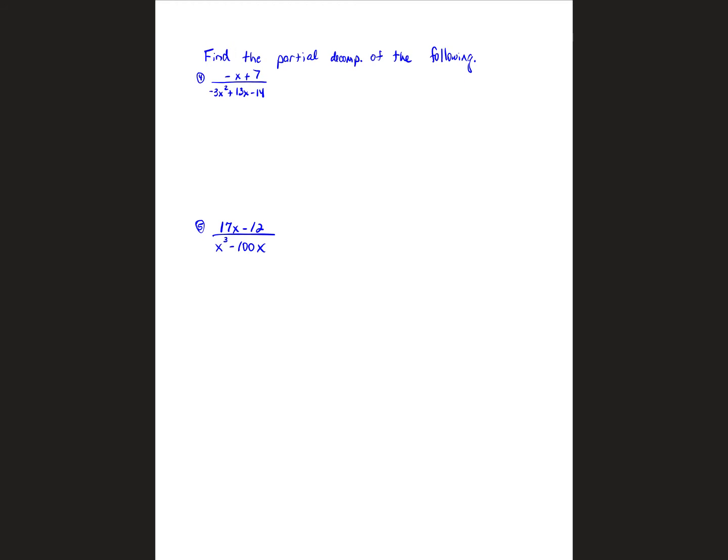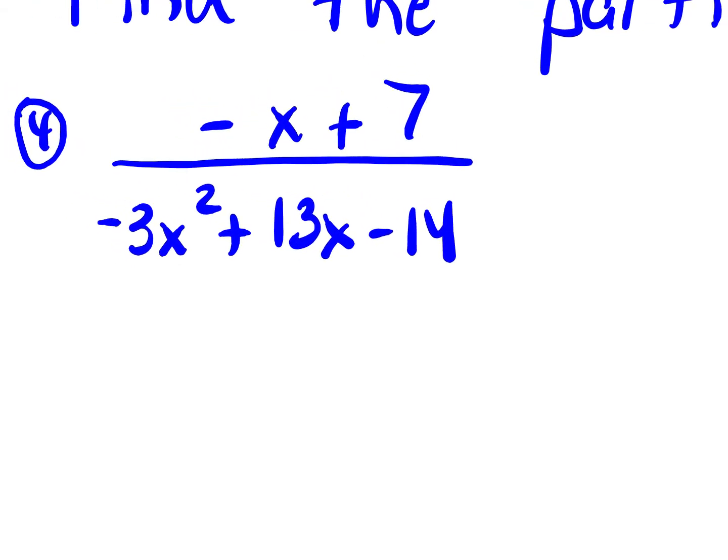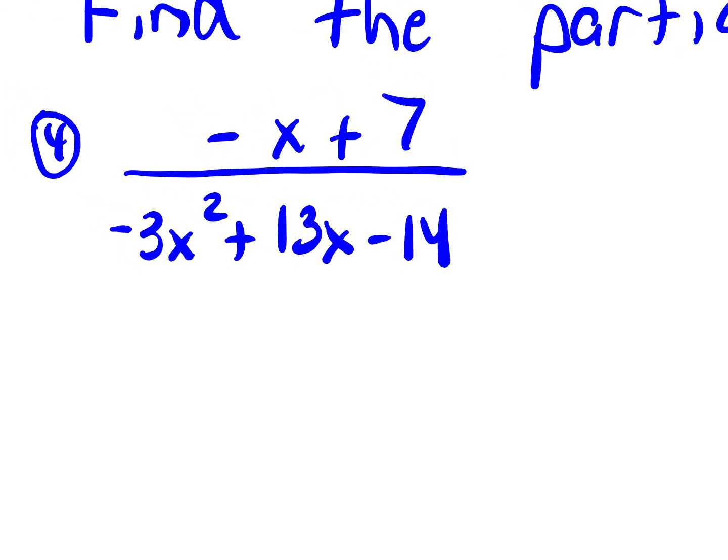All right, next we're going to be solving. So find the partial decomposition of the following. So we actually have to solve these. So the first thing we do is set it up the same way we did the last ones, but we just have to solve. So what do I do first to factor the denominator here? First and last. Multiply the first times the last. So this would be 42. And what are two factors of 42 that add to 13? 7 and 6. Awesome.